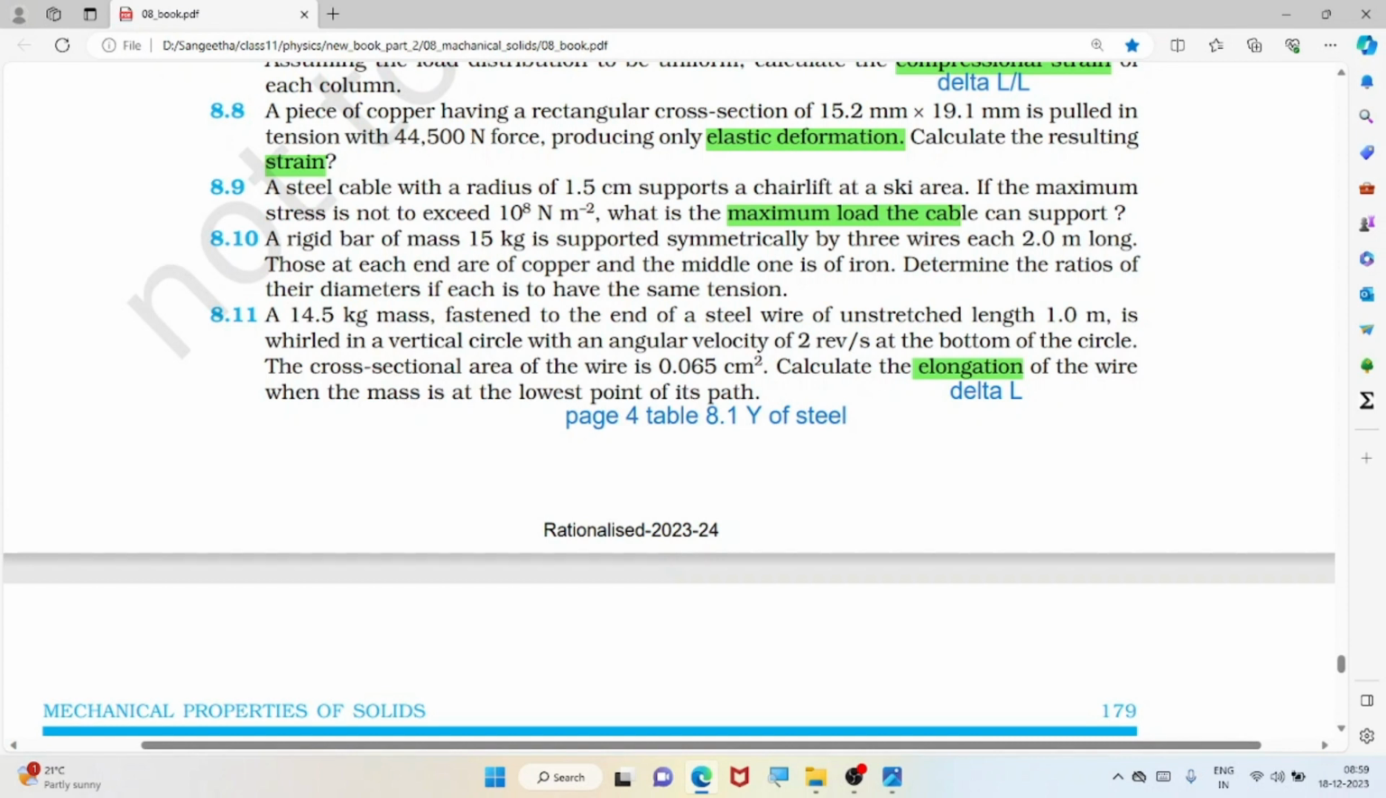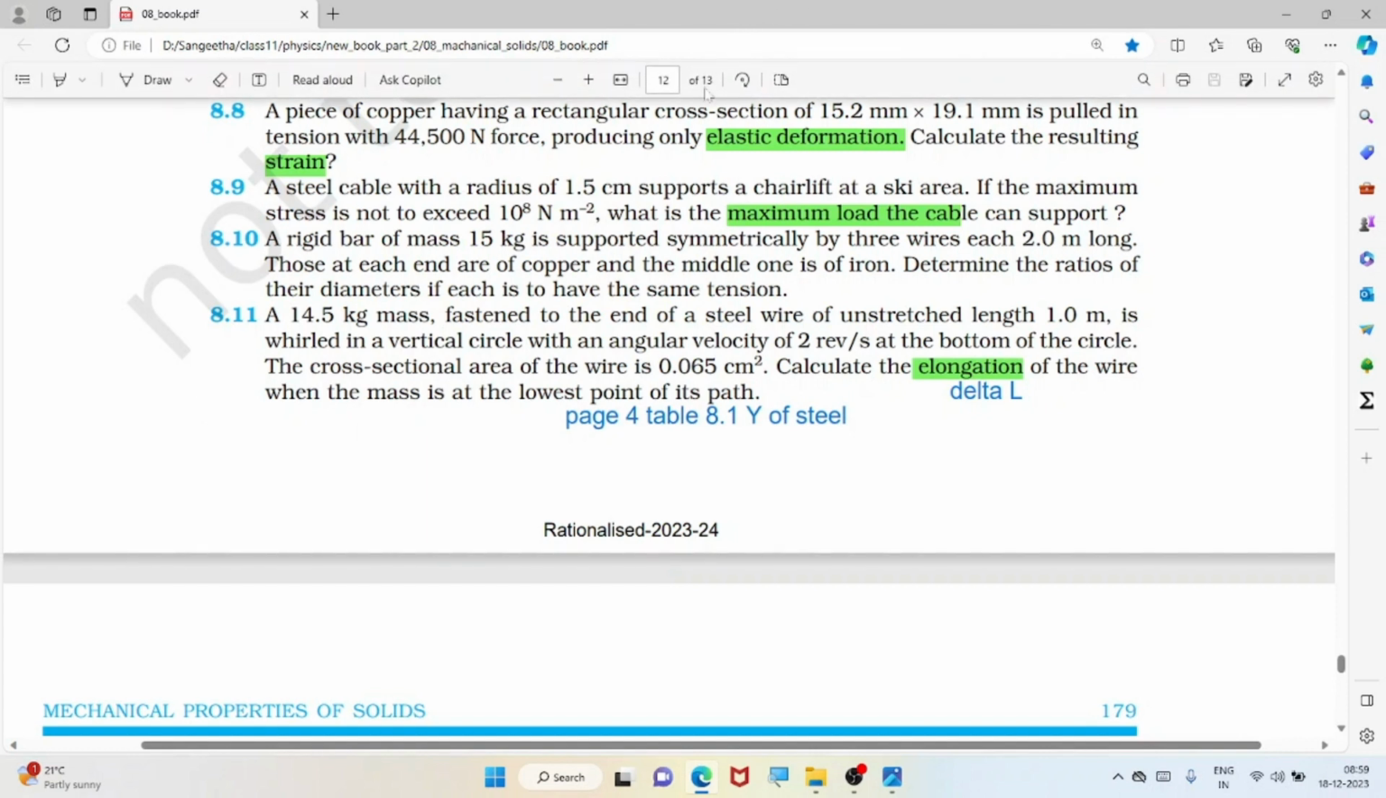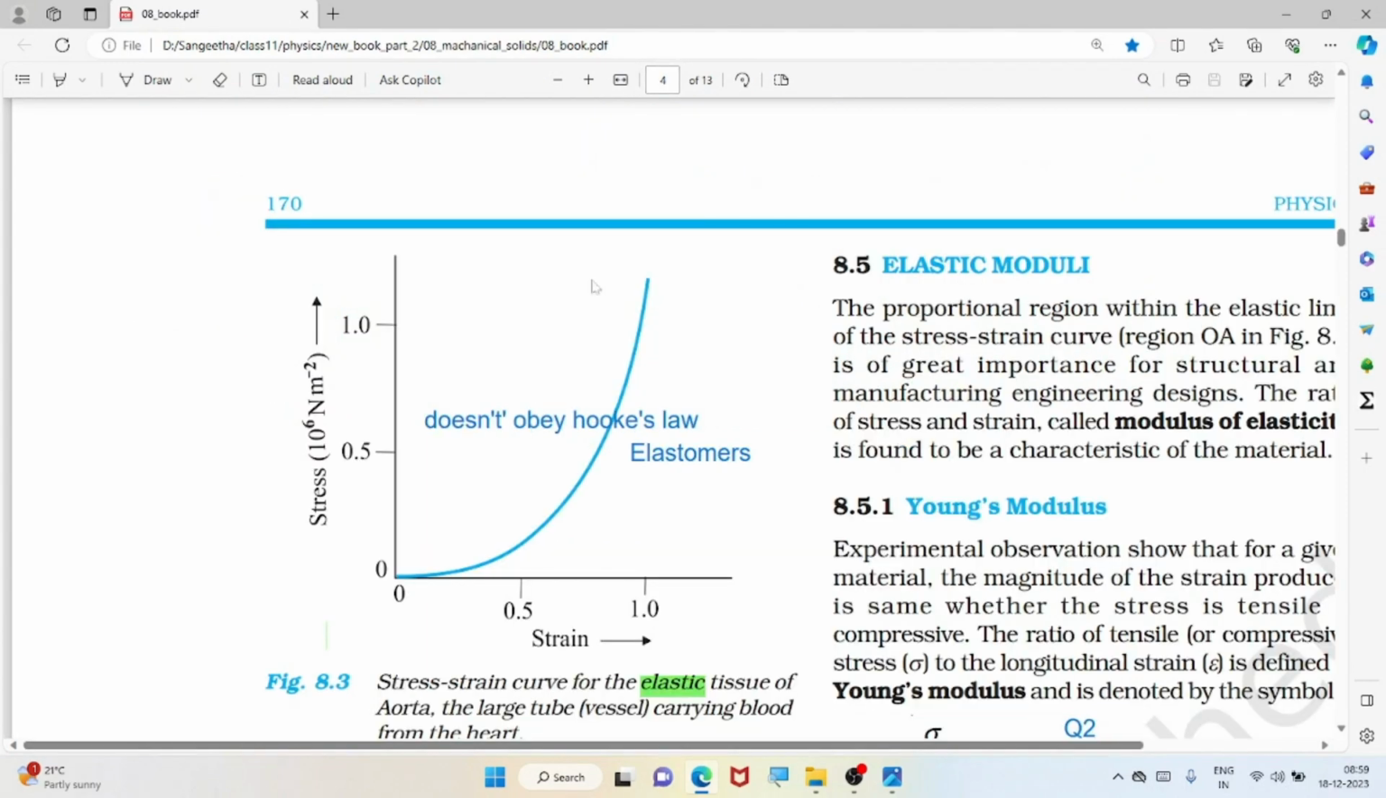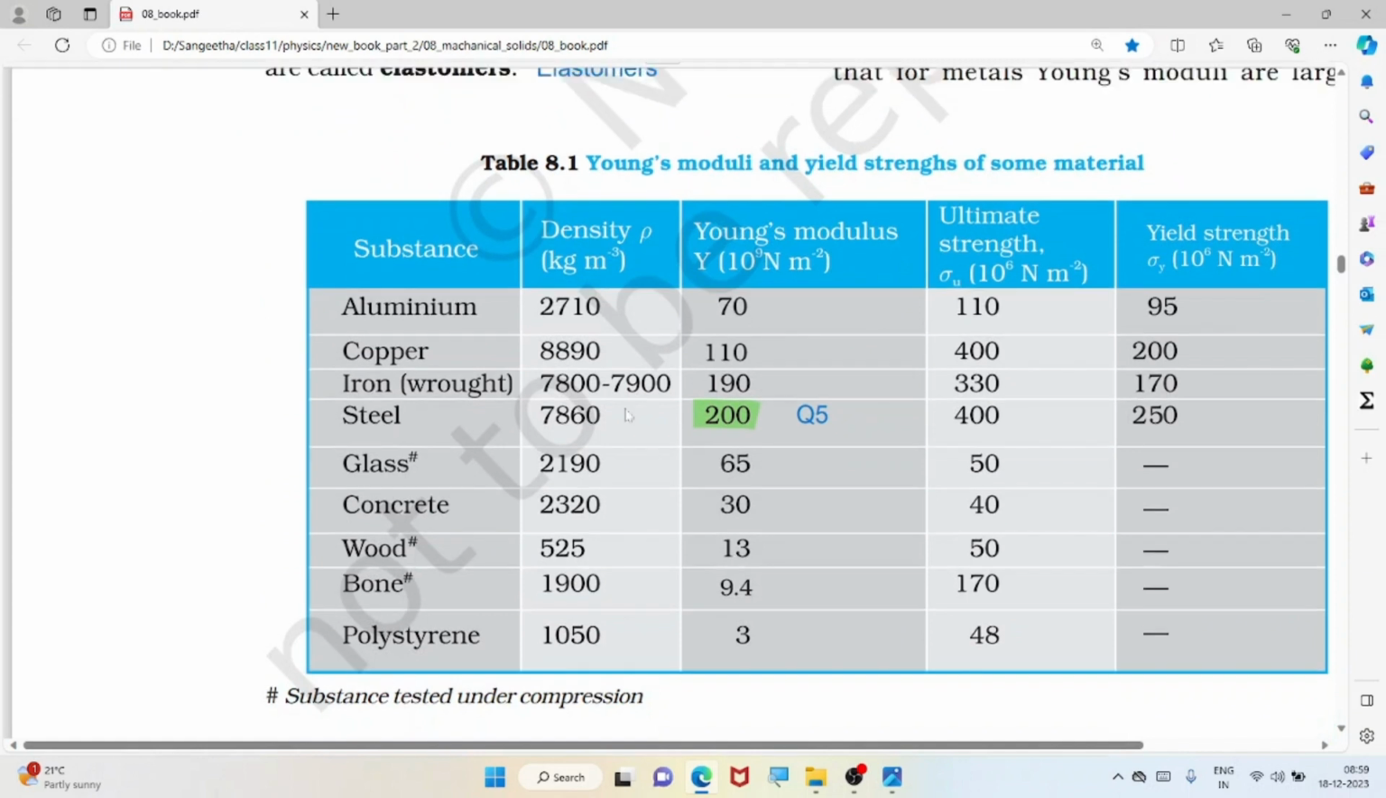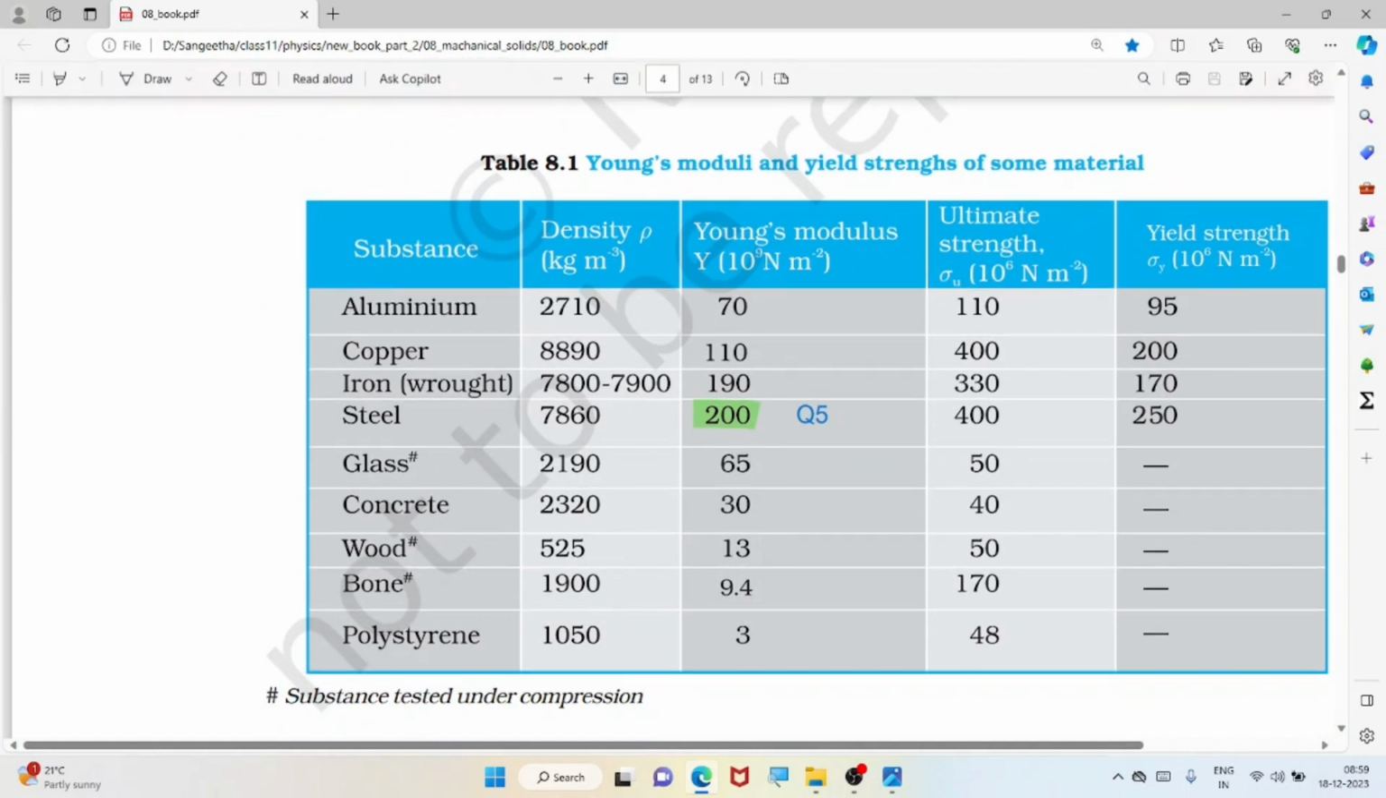A 14.5 kg mass fastened to one of the steel wires is unstretched. Okay, and calculate the elongation. Here delta L only they are asking. The Young's modulus of steel is given in this table. See here, these are the various Young's modulus of various materials.